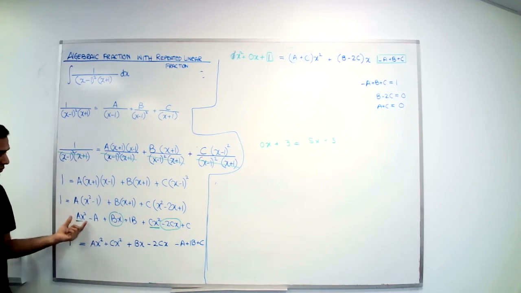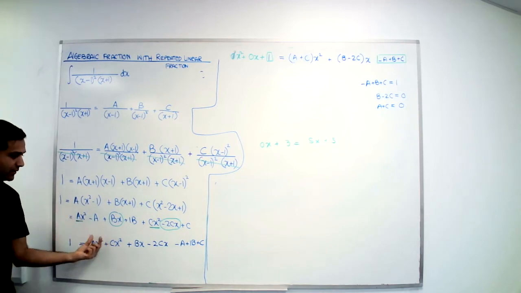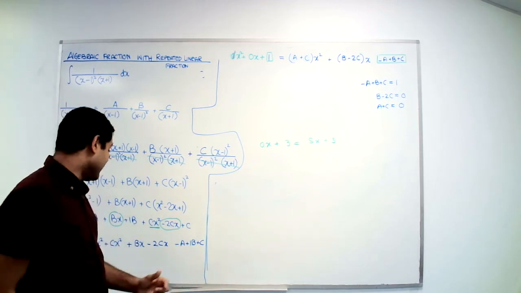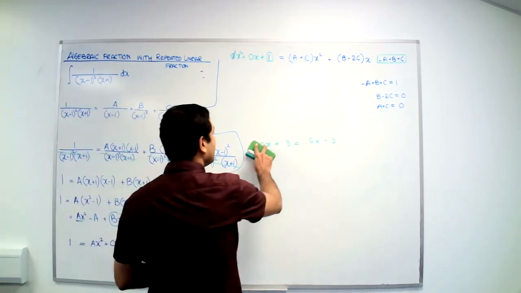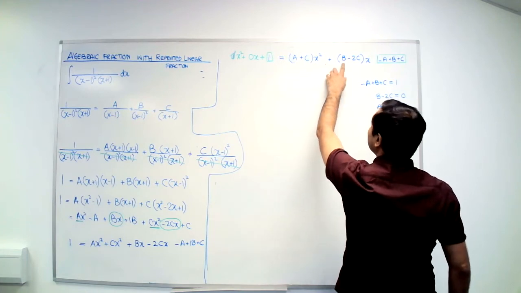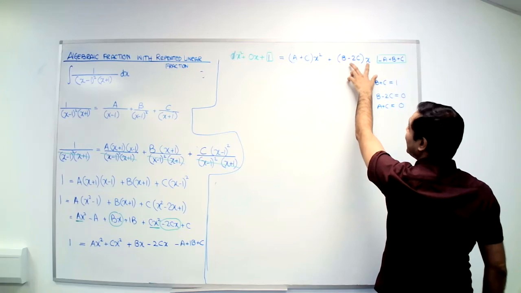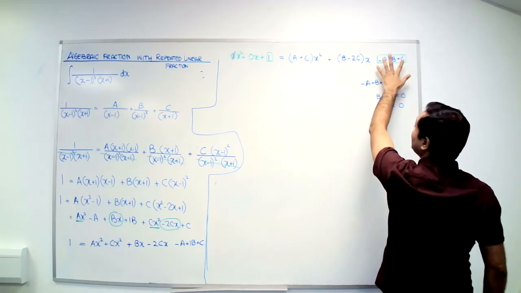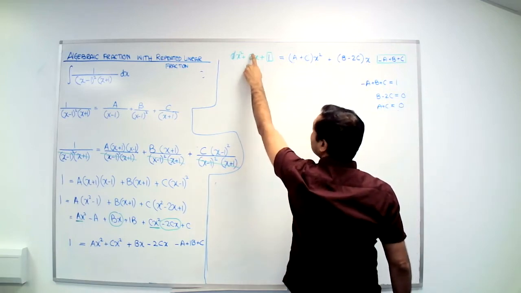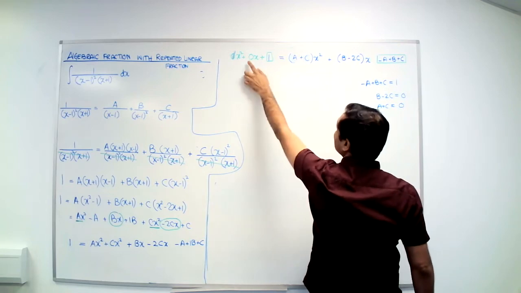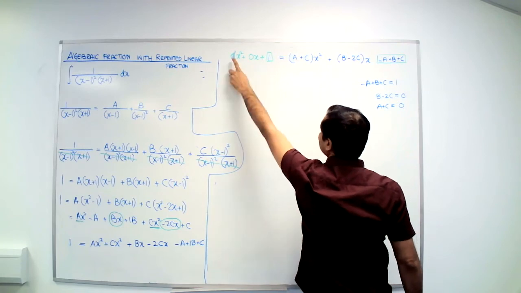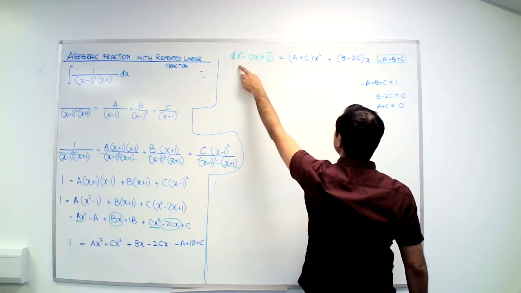When you got that one, you need to make sure the x squares are here, the things with the x are here, and the things that don't have any x are here. And then after that, you need to match the coefficient. So one is already here, a plus cx squared plus b minus cx, because I've taken the x out. And this is that one. This is a constant, that's one. This is with the x, and there is nothing here with the x. So I'm going to add 0x, which means b minus 2c is 0. Then I can do x squared. X squared is non-existent here, so I'm going to write 0x squared, which means a plus c is 0.